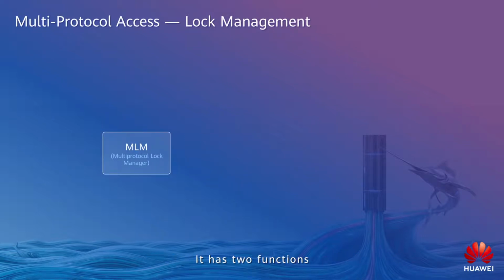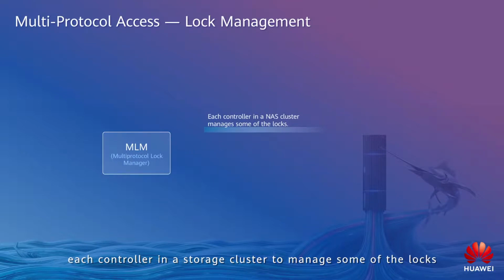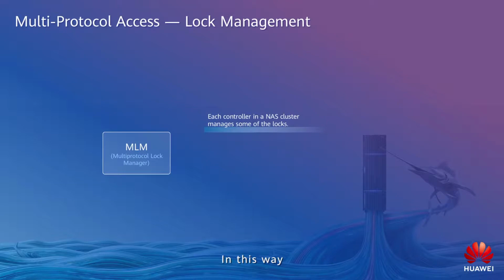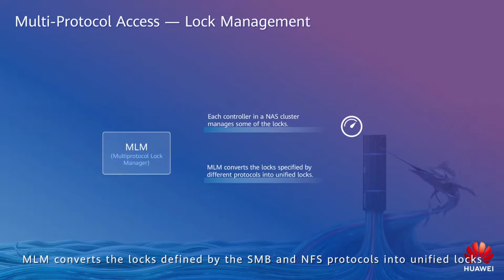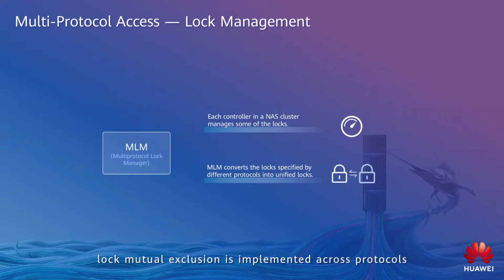It has two functions. First, MLM uses a distributed algorithm to enable each controller in a storage cluster to manage some of the locks. In this way, all nodes participate in file locking and lock release, improving processing performance. Second, MLM converts the locks defined by the SMB and NFS protocols into unified locks, and then locks these files in the file system. In this way, lock mutual exclusion is implemented across protocols.